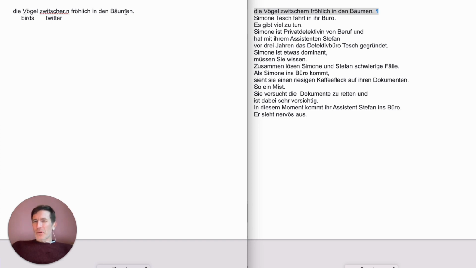Good enough. If you don't know Baum yet, don't worry about it. But you see the in here, which in very often means either inside or into. So they are very likely twittering somewhere, sitting somewhere, being somewhere. And here's a nice word, fröhlich. Maybe you will learn to see these things. Frohlich.